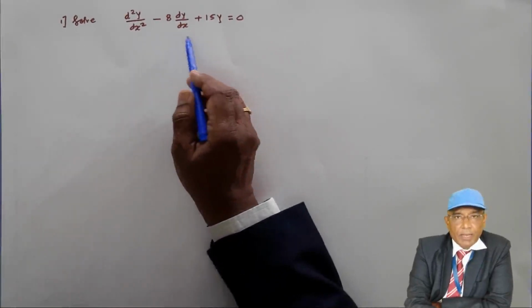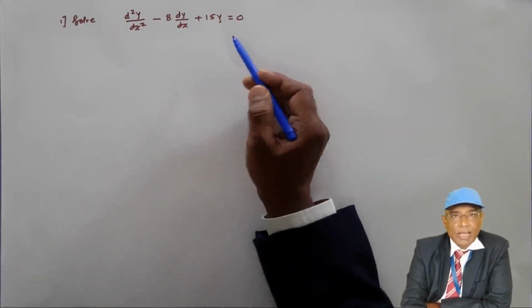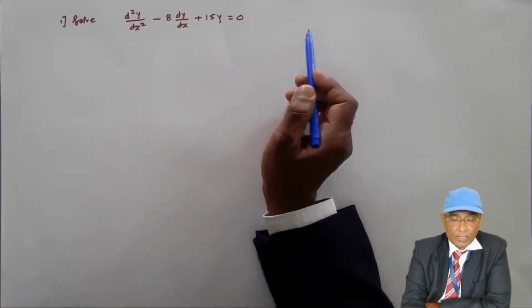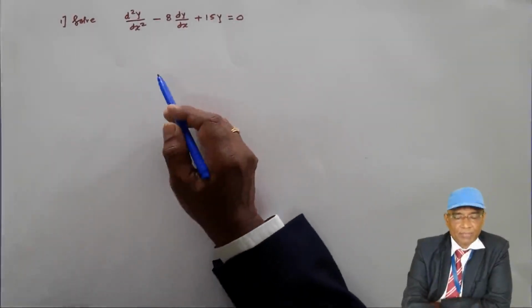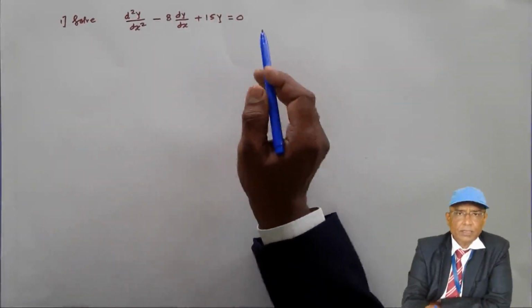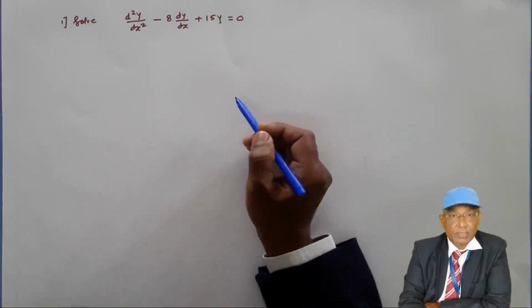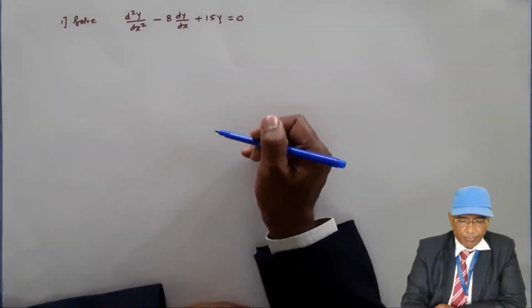Means all dy by dx derivative terms and y terms on the left hand side and all x terms on the right hand side. All x terms on the right hand side and all derivative terms and y terms on the left hand side. This is a standard form of the differential equation, a linear differential equation with constant coefficients. Now we are going to solve this problem.